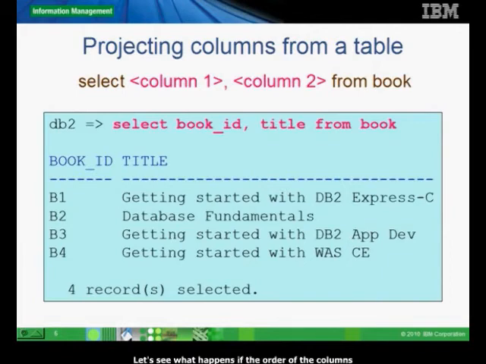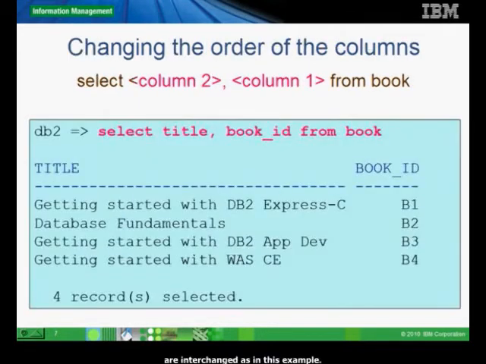Let's see what happens if the order of the columns are interchanged as in this example. Select title, book underscore ID from book. As you can see in the result set, order of the columns will always match the order that is passed to the select statement. Order as defined in the create table statement is ignored.